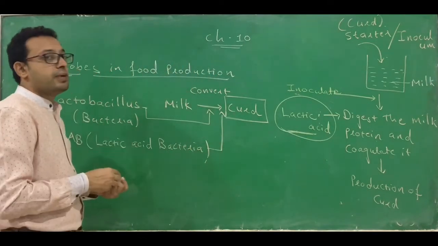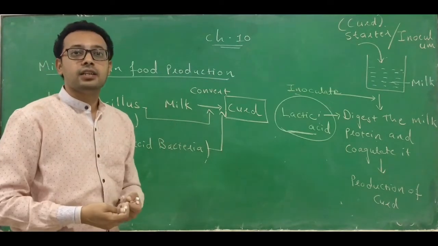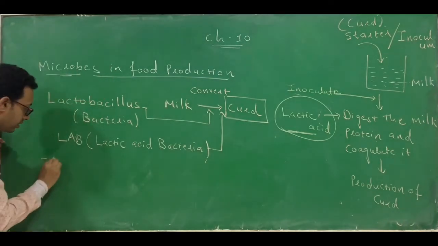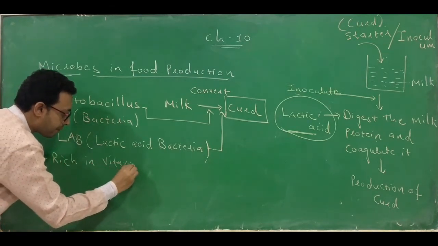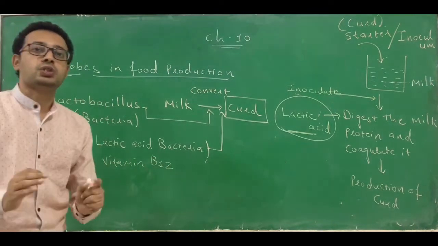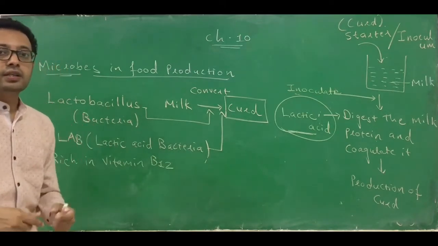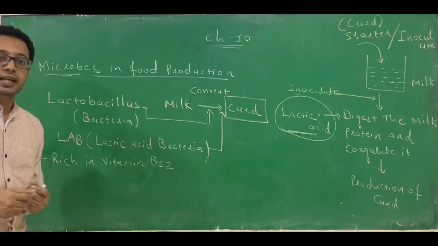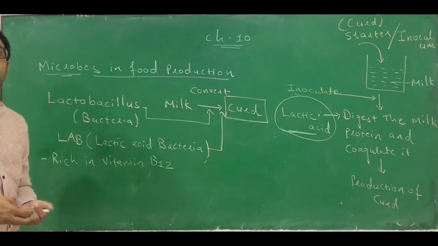The advantage of this method is that when you prepare curd this way, it also improves the quality or the nutritional value of the curd. The curd becomes rich in vitamin B12. Usually for vegetarian people, there are very limited sources of vitamin B12. But if you consume curd prepared by lactic acid bacteria or lactobacillus bacteria, then it is rich in vitamin B12 and the person can also get this vitamin B12.